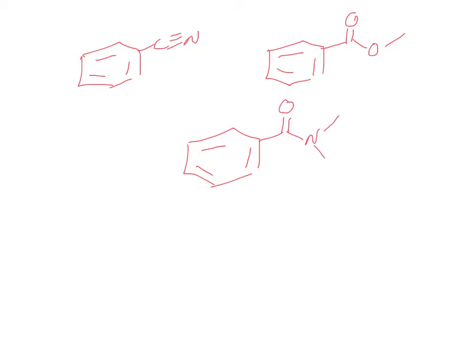Here we go. So you have three electron withdrawing groups. So these are all deactivators. We have benzonitrile, methyl benzoate, which you guys use actually. This is an ester. And we have benzamide, an amide. So we have to decide which of these carbons is most electron withdrawing.